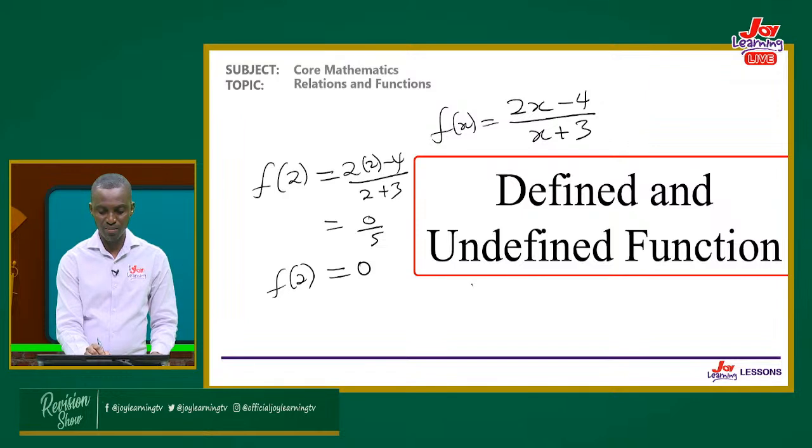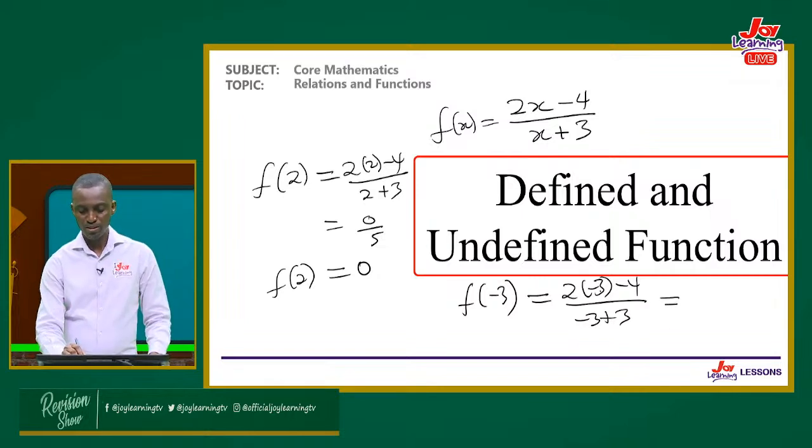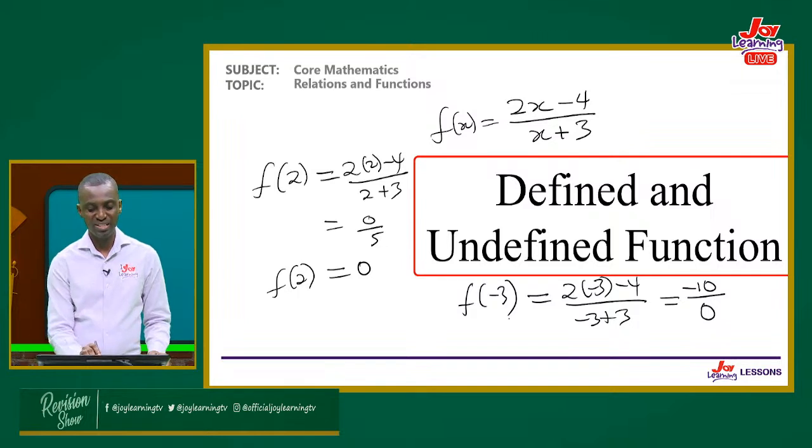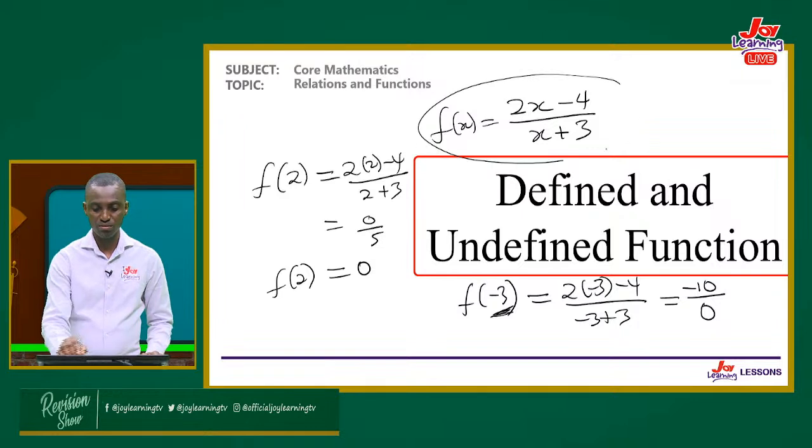Let's pick another number. Example again, let's pick a number like f of negative 3 into the function. Let's see what will happen. 2 times negative 3 minus 4 divided by negative 3 plus 3. What is the answer here? Negative 3 times 2 will give us negative 6, minus 4 will give us negative 10, divided by 0. Ha, wahala. Negative 10 divided by 0, what is the answer? Undefined. So this negative 3 cannot be called a domain to this function.